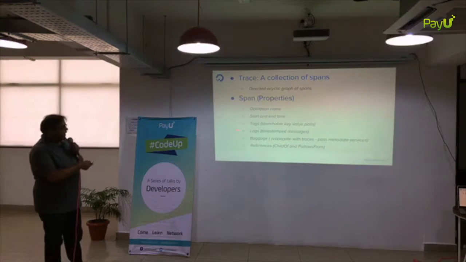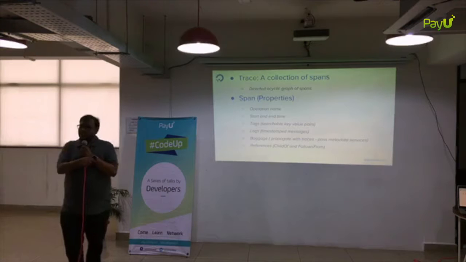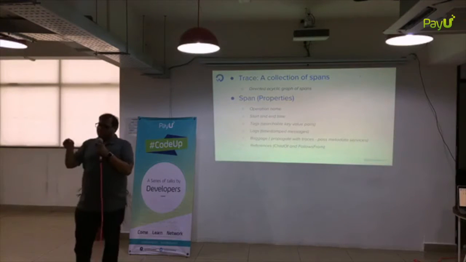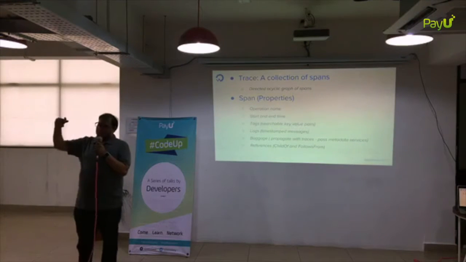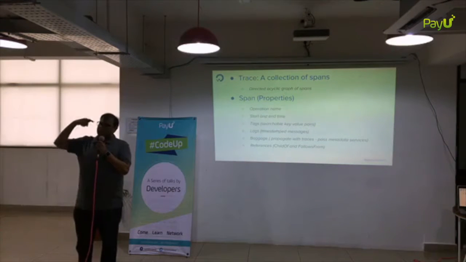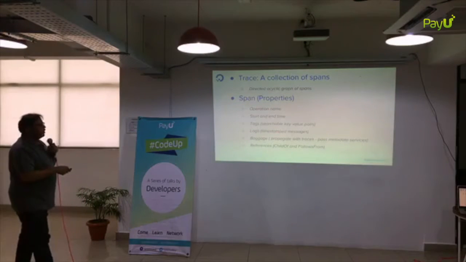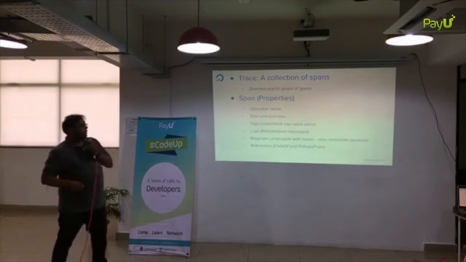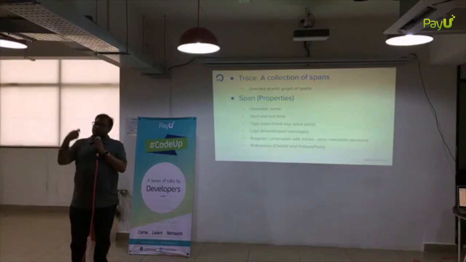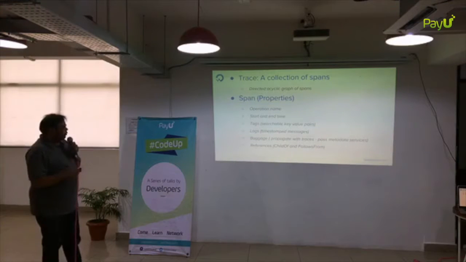That is operation name, start and end time, and there are tags. You can add tags. All these things are added by developers. So when this transaction is happening, you can add tags to it, so that in future you can trace it. Okay, and there are logs. Obviously, they have a timestamp. So Prometheus and other tools can read these logs and give you more information.